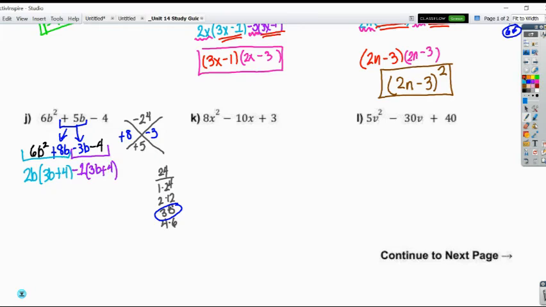I'm hoping that if it works, my parentheses match. And yes, I see the matchy-matchy parentheses. That's what we want. So 3b plus 4 as one binomial in my response. To get that other binomial, look at the greatest common factors. That's a 2b with a minus 1. Here's our factored format.